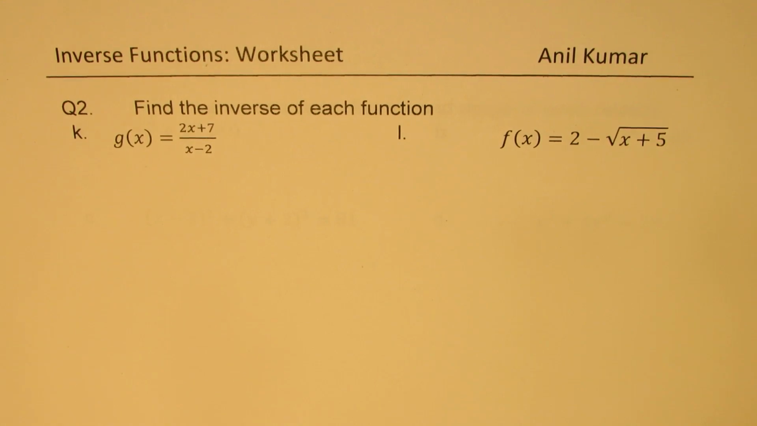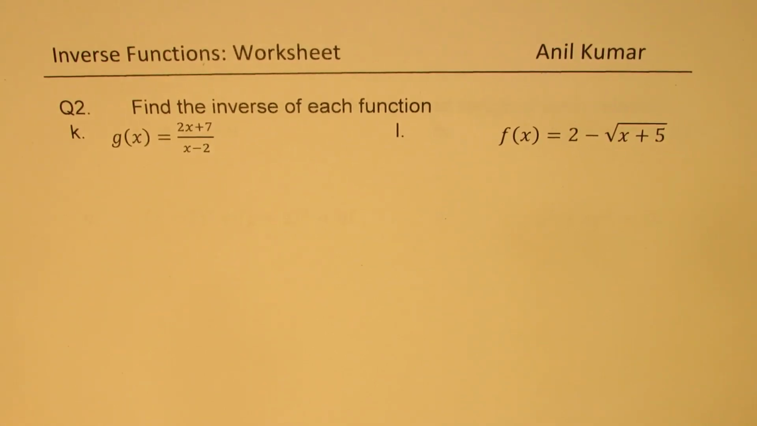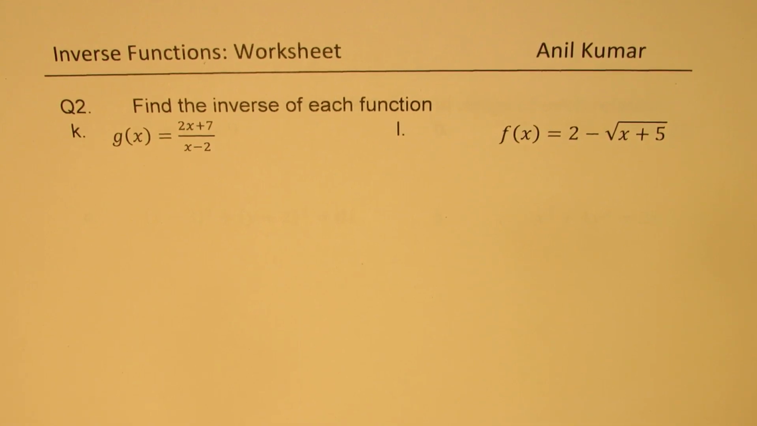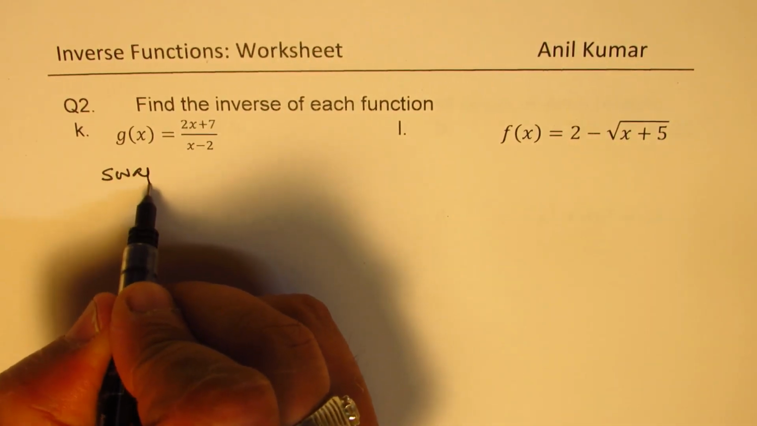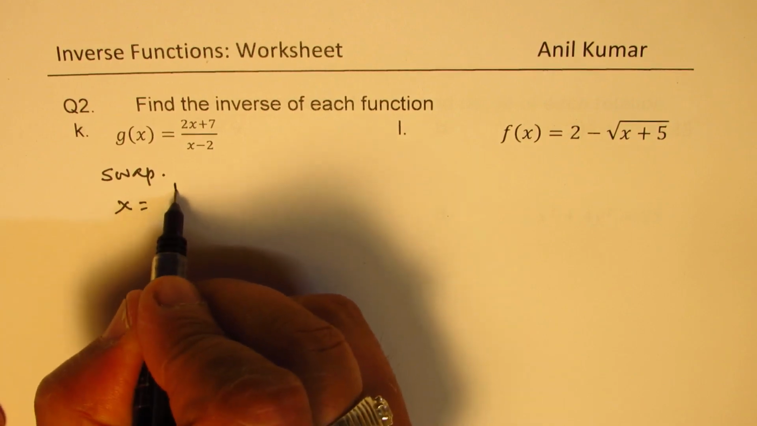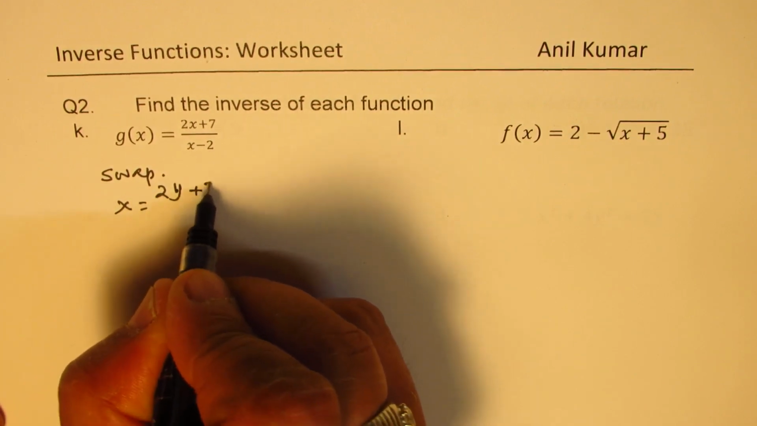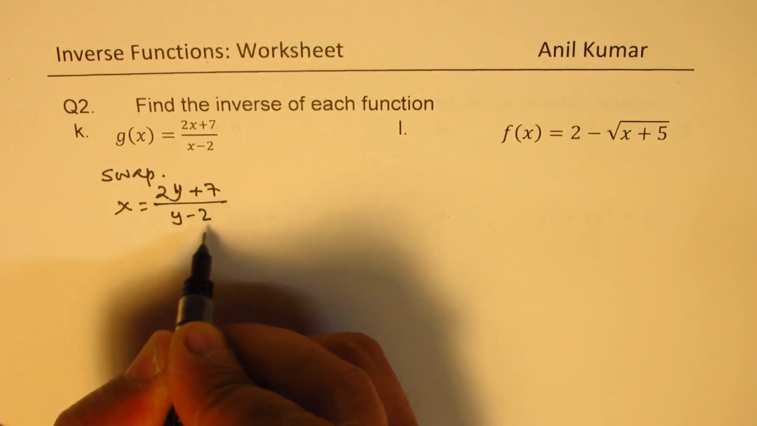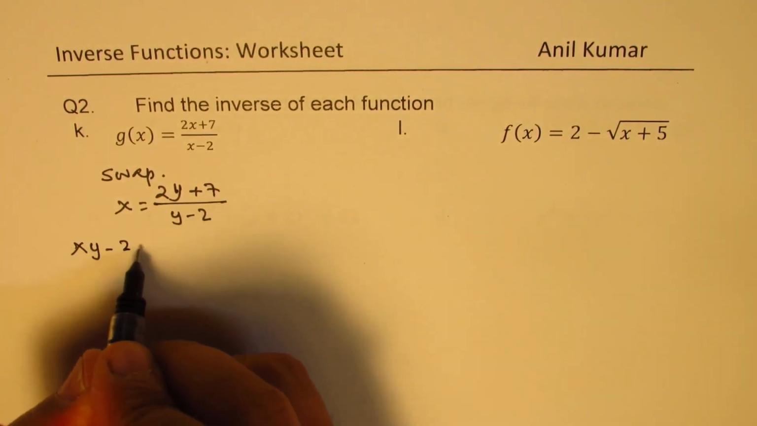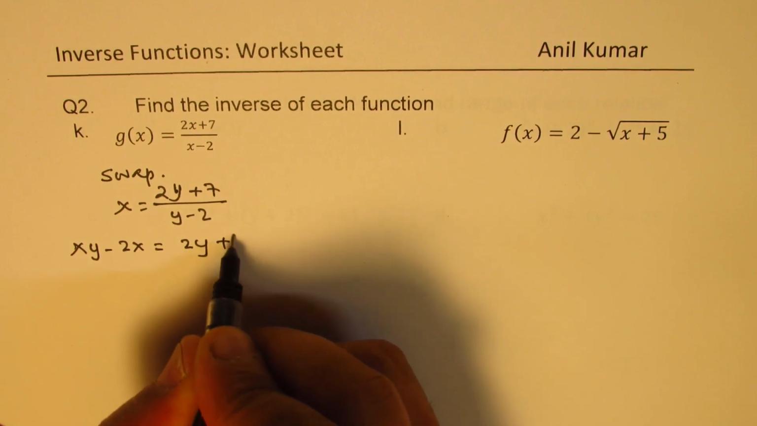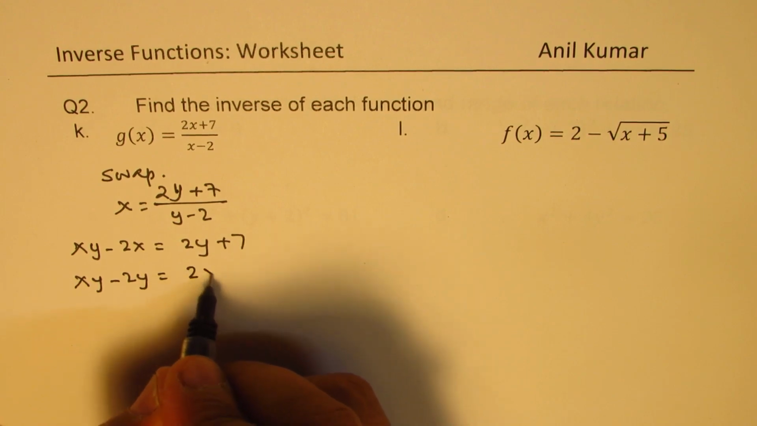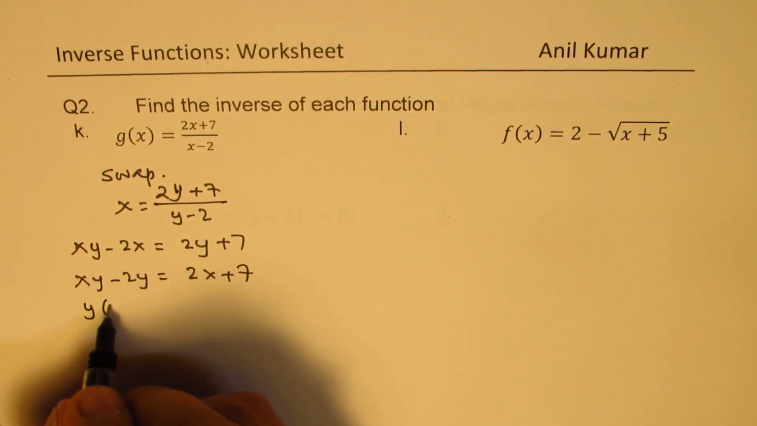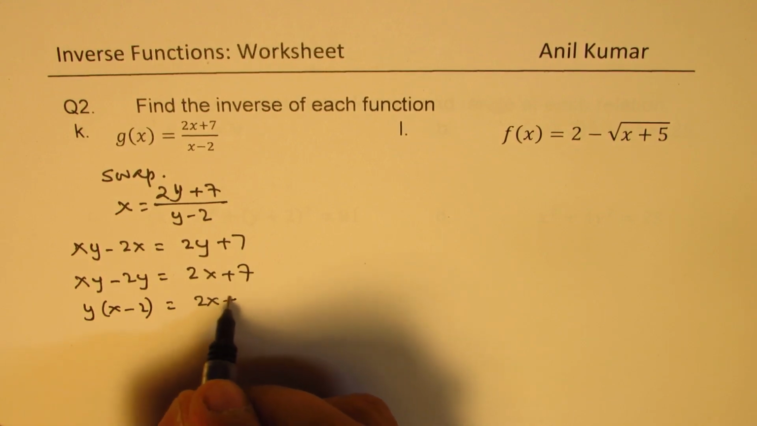Okay, now two more to go for question number 2, and that is we have a combination of a rational function and a square root function. So here we'll start with this step. We'll just swap, right? And then start. So get x equals 2 times (y plus 7) over (y minus 2), cross multiply. xy minus 2x equals 2y plus 7. Bring y's together. xy minus 2y equals 2x plus 7. y is common. y times (x minus 2) equals 2x plus 7.